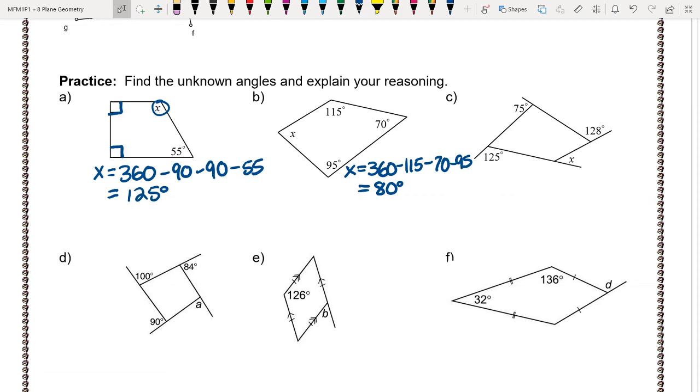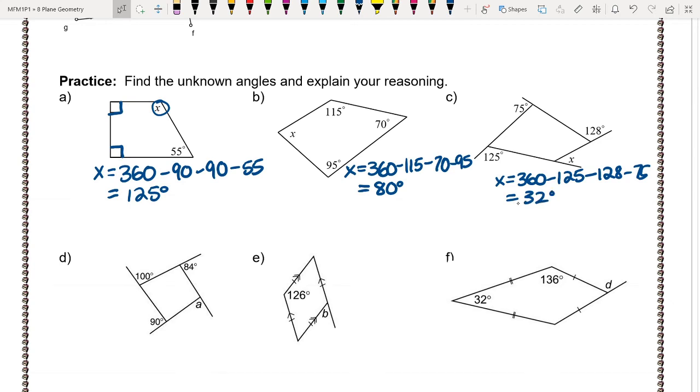Question C. In this question, I'm given three exterior angles. The relevant fact I know is that the sum of the exterior angles of a quadrilateral, or any polygon, is 360. And since I know three of those four angles, I can simply do x is equal to 360, subtract 125, subtract 128, subtract 75, and I get x is equal to 32 degrees.